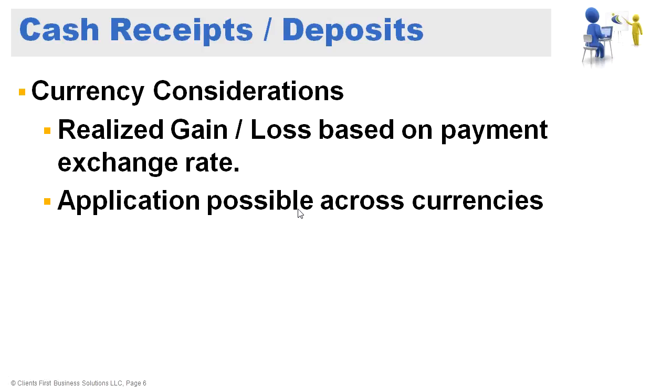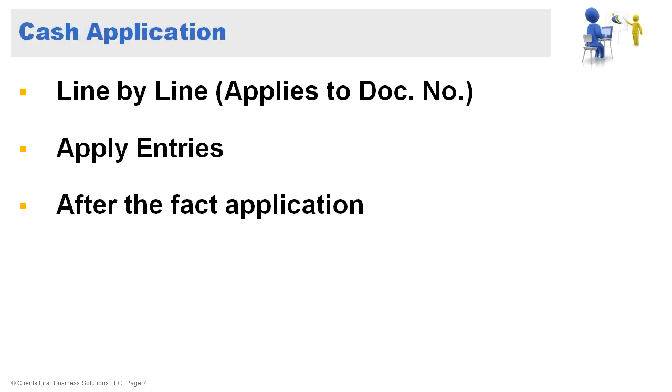It is possible to do application across currencies. Satisfying an outstanding balance in one currency, a US dollar invoice, a US dollar cash receipt can be posted against or applied against foreign currency transactions. As you've seen, cash can be applied line by line using the applies to document number on a cash receipts journal.